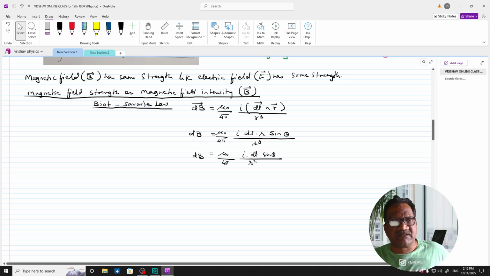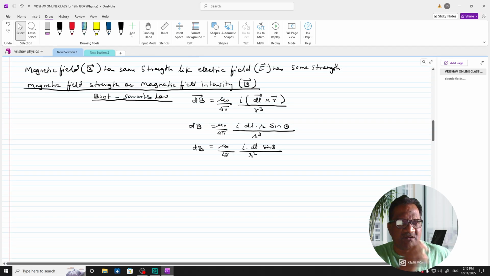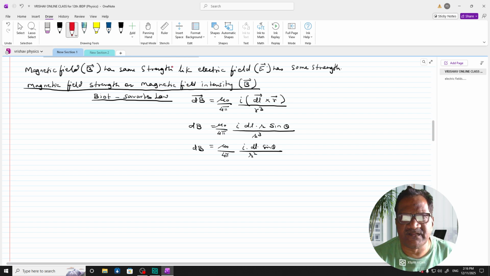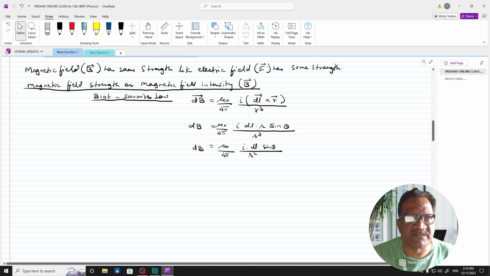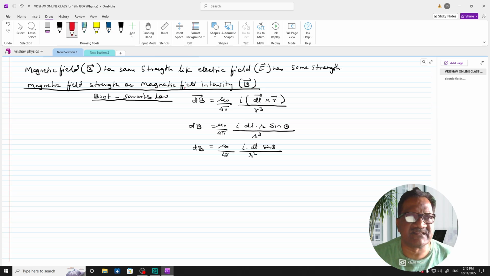Now, since you know what is magnetic field or magnetic field strength, we should know how to measure it or how to determine it. Because this magnetic field B has some strength, like electric field also has some strength. The other name for strength is intensity. So like you have electric field intensity, you have magnetic field intensity. The magnetic field intensity, denoted by capital B, which is a vector quantity, is given by a law known as Biot-Savart's law.